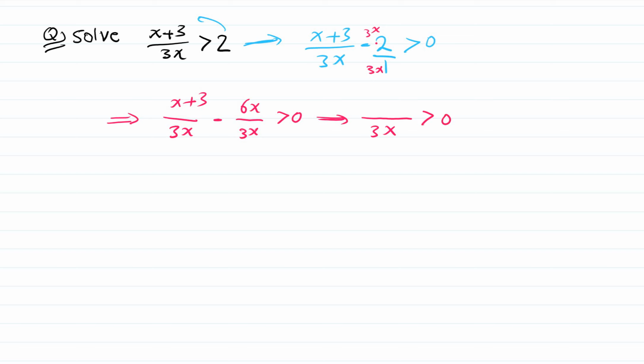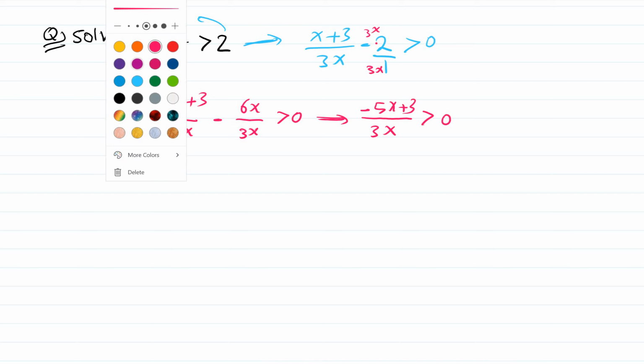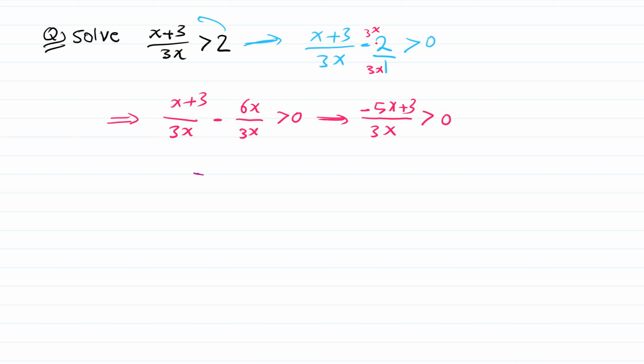once, greater than 0. 3x, x plus 3 minus 6x equals negative 5x plus 3. You combine 6 with the x. Right now we simplify the fraction. Now we will say numerator equal to 0 and denominator equal to 0. Let's change the color. So we will say negative 5x plus 3 separately equals 0 and 3x equals 0.